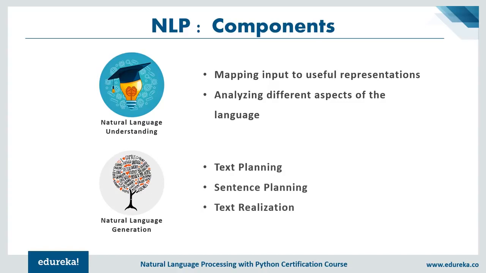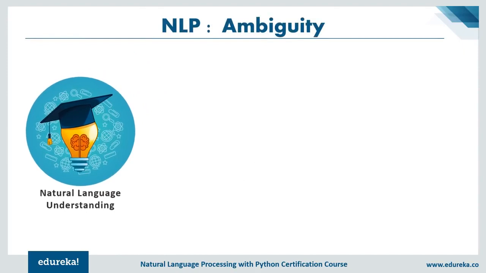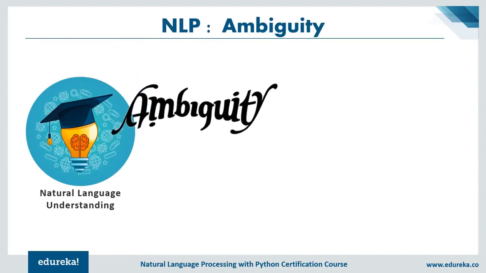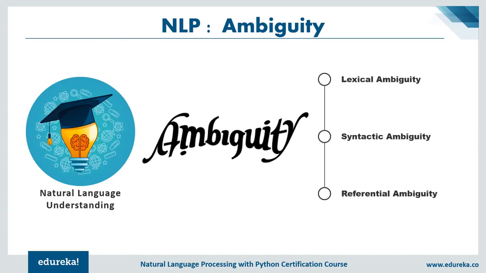Now, NLU is usually considered harder than NLG. Now, you might be thinking that even a small child can understand a language. So, let's see what difficulties a machine faces while understanding any particular language. Now, understanding a new language is very hard. Taking English into consideration, there is a lot of ambiguity, and that too at different levels. We have lexical ambiguity, syntactical ambiguity, and referential ambiguity.